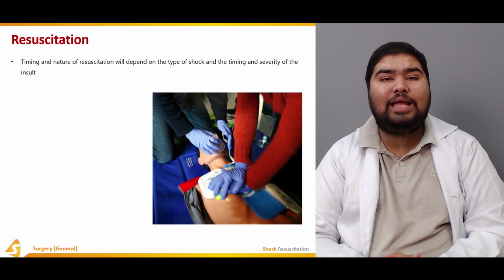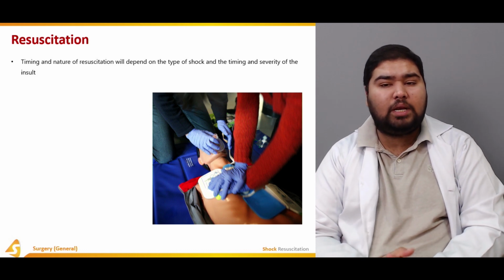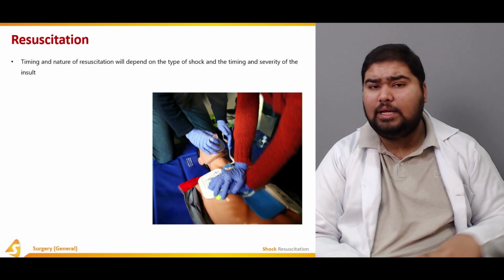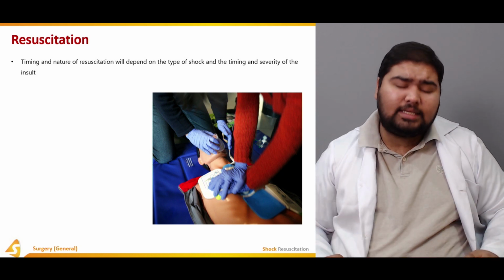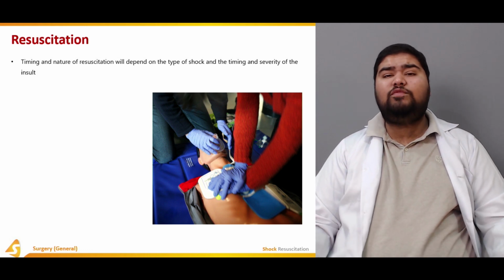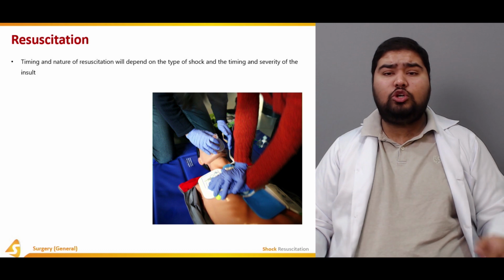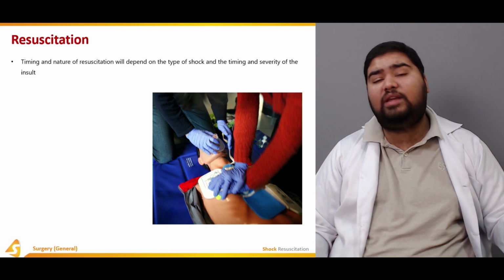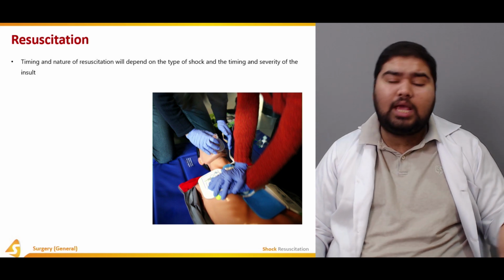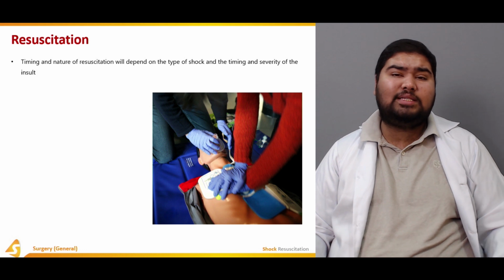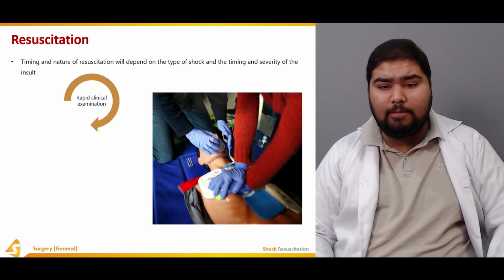So the timing and the nature of resuscitation will depend upon the type of shock, obviously, and the timing and severity of the insult. Pretty obvious. The reason we talked about various kinds of shock is because the management of various kinds of shock is different. So you first have to assess the type of shock and the duration and severity of the injury or the shock itself. That is important in making a decision that how you will resuscitate the patient.